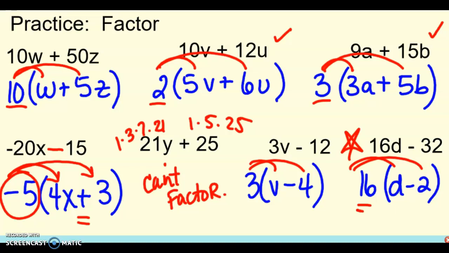Okay. Careful with this one. Make sure you actually got 16 as the greatest common factor. Some people might have pulled out 2 or 4 or 8, but you need to have the greatest common factor. The biggest thing that goes into both of those is 16. So it's not factored all the way until you pull out the 16.